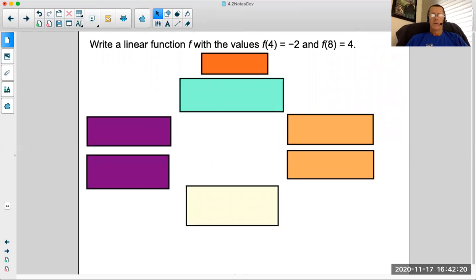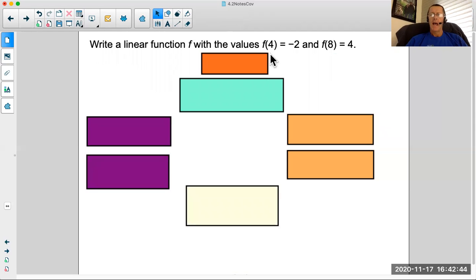Okay. Now remember, with all this stuff, we've got to have a point and we've got to have a slope. We can't write it in point-slope form without that, okay? So, do they give us any points here? f of 4 equals -2. f of 8 equals 4. What in the world does that mean? They must have given us something.